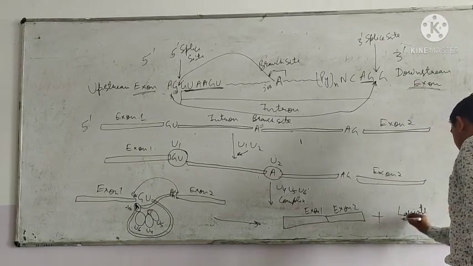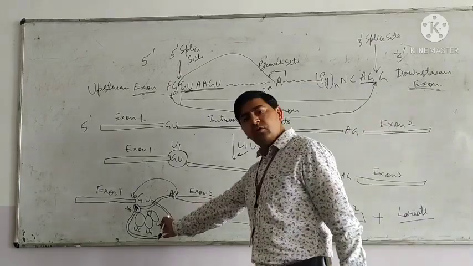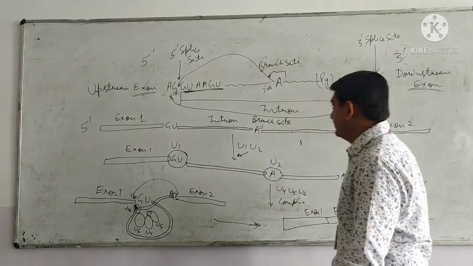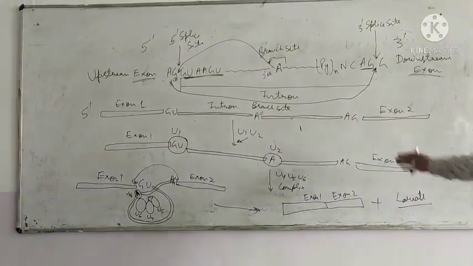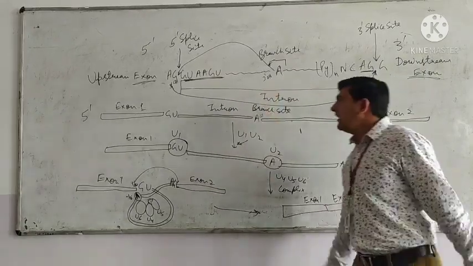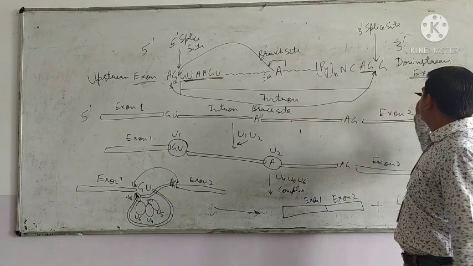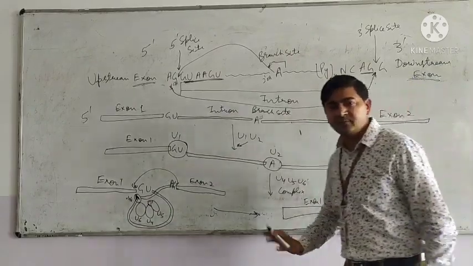The lariat, or you can say the intron, having these molecules of RNA. So this is the simple process of splicing. There are almost 50 to 10,000 nucleotides in introns, and we will remove it and the exons will join, and this is the final splice product.